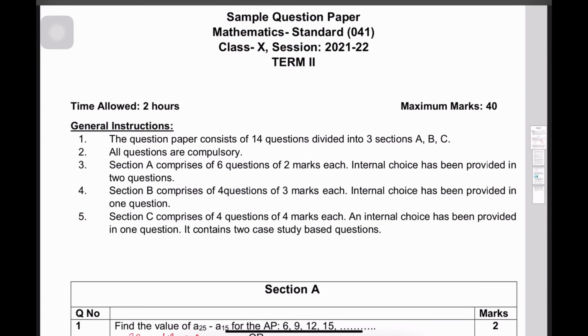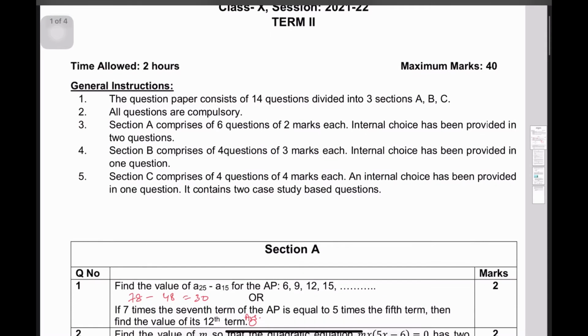The question paper consists of 14 questions. It is divided into 3 sections, A, B and C. All questions are compulsory, but you have internal choice. Section A comprises 6 questions of 2 marks each. Internal choice has been provided in 2 questions, so out of 6 questions, 2 have internal choice.